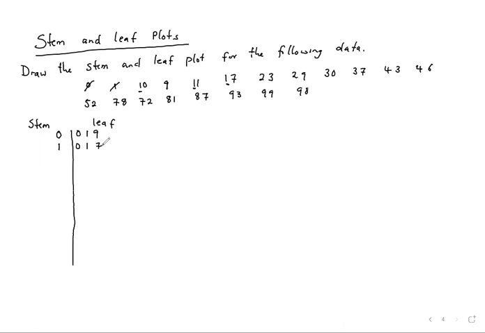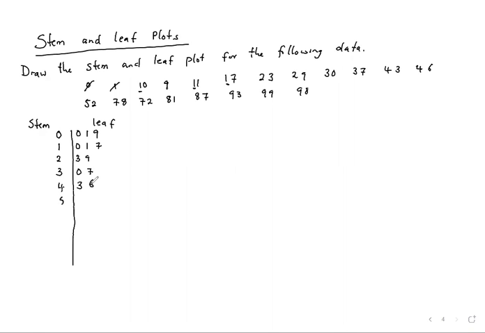21, 22, 23, the stem is 2. Their leaf, 23, 29. Then for the 30s, the stem is 3, the leaf 0, that's 30, 7, that's 37. Then 40, that's the stem, the leaf 43, 46.